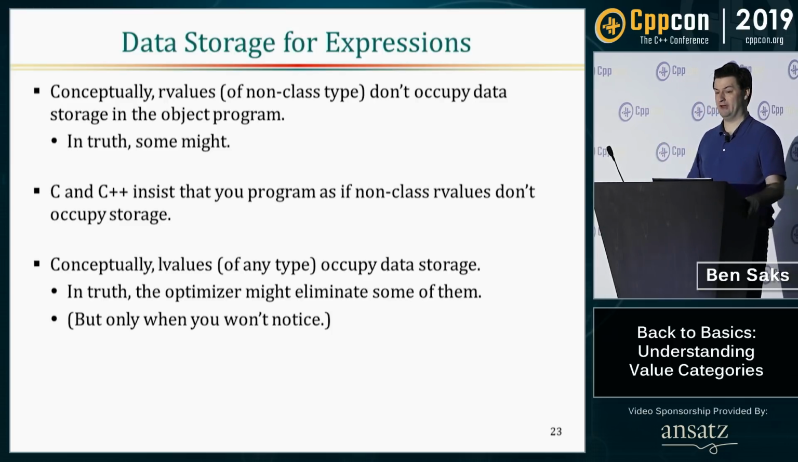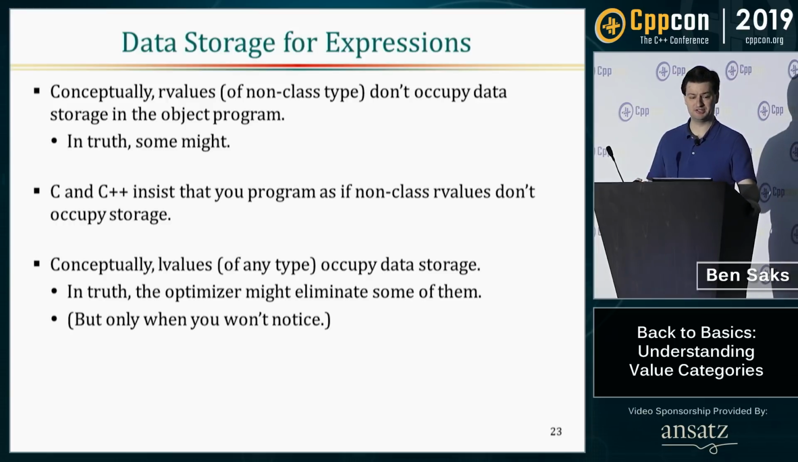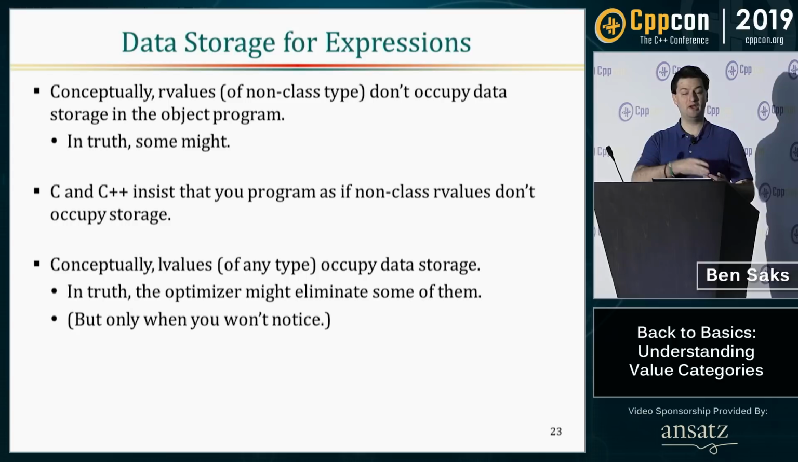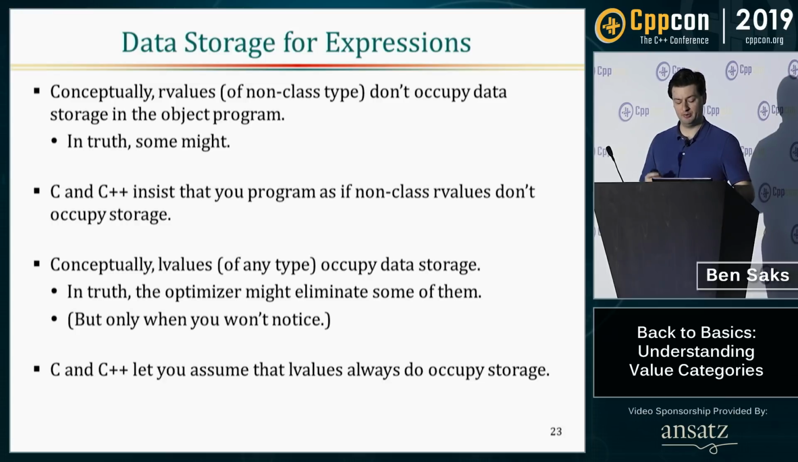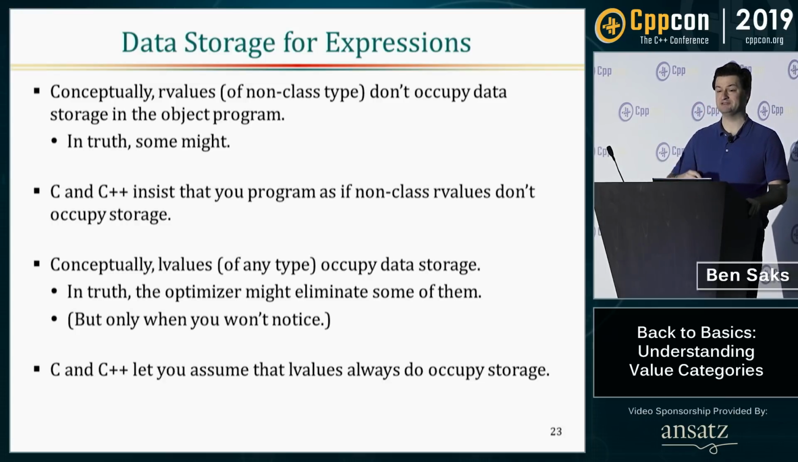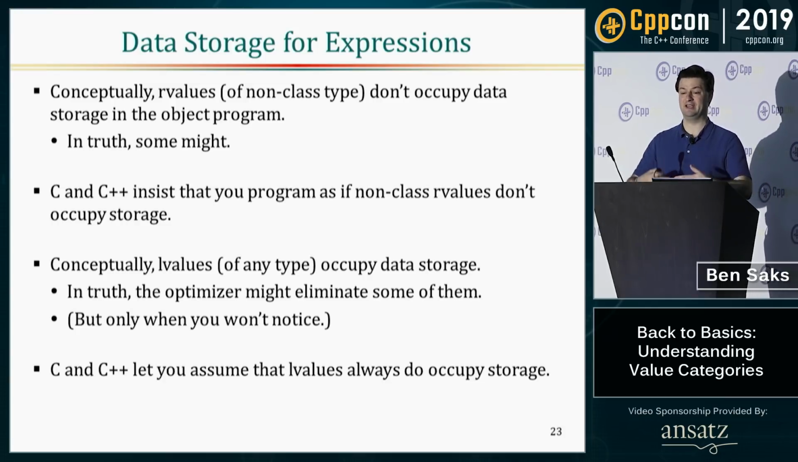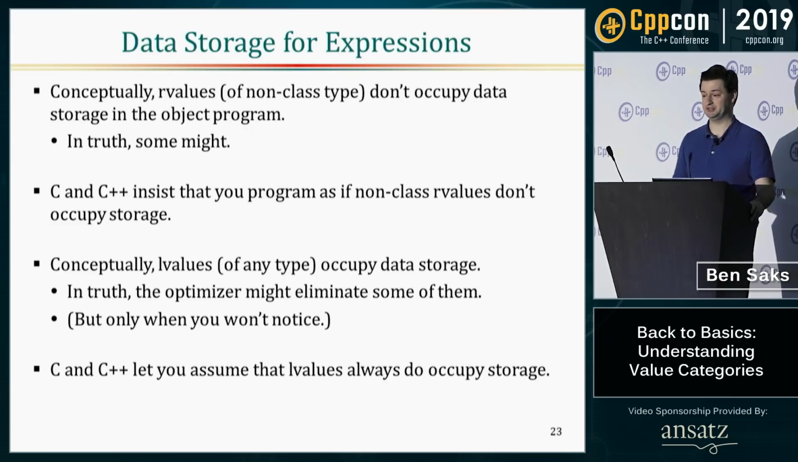We think of Lvalues as occupying data storage. Now, once the optimizer gets involved, it might optimize away some of that storage. But it will only do that when you won't notice. So you, as the programmer, are always allowed to program as if an Lvalue has a location in memory. And then the optimizer might just come along and make things a little bit faster or more space efficient.